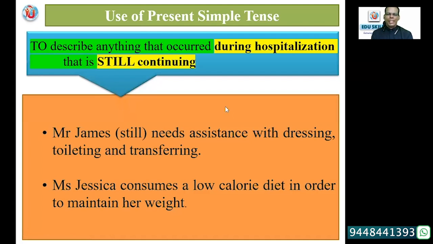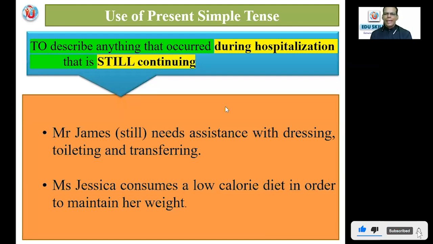See, I have put "still" within brackets. Mr. James still needs assistance with dressing, toileting, and transferring. So "still" is optional. Whether you write it or you don't write it, it doesn't make any difference in the meaning. So even by writing, you will not be penalized. Even if you don't write, still you will not be losing anything. So it's up to you. If you want to fill in the words, definitely you can use them. But if you need to write less, you can avoid it.